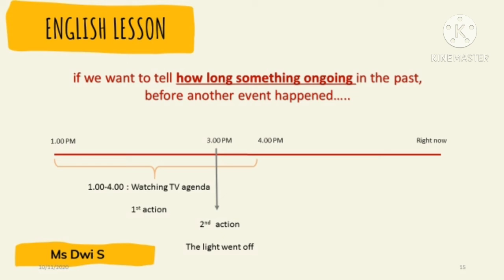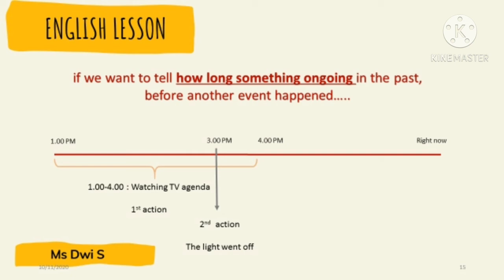Okay, we are almost at the end of the discussion. The last one is if we want to tell how long something was ongoing in the past before another event happened. There is a difference between past continuous and this one. In the past continuous, we don't tell how long.